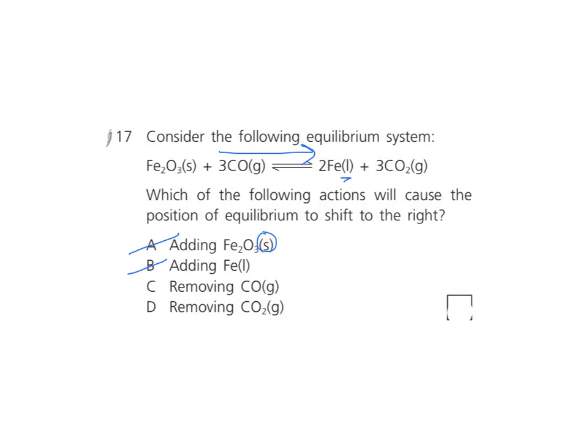Removing some CO, the system would try to make some more CO and shift backwards, so that would not result in a shift to the right. Removing CO2, yes, would shift to the right to make some more CO2.